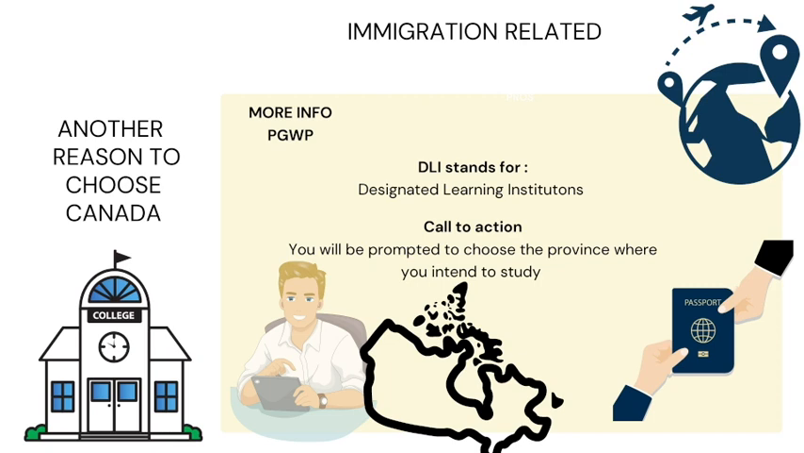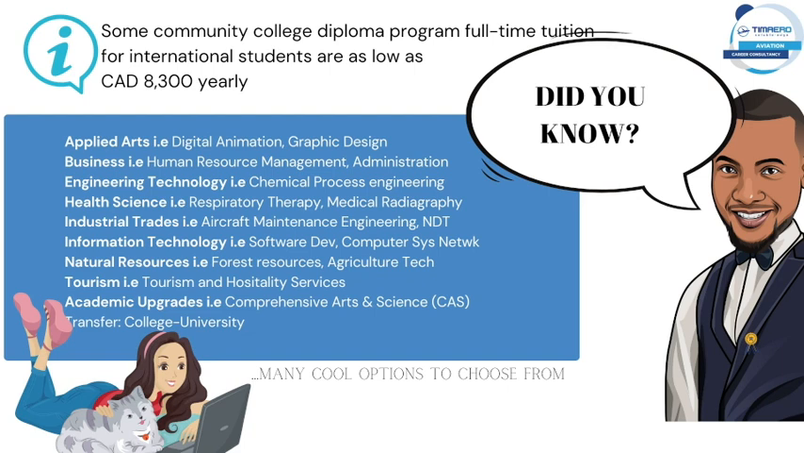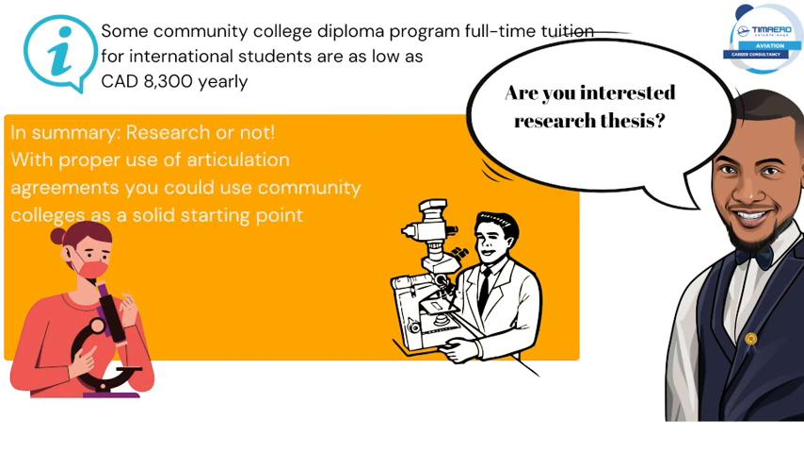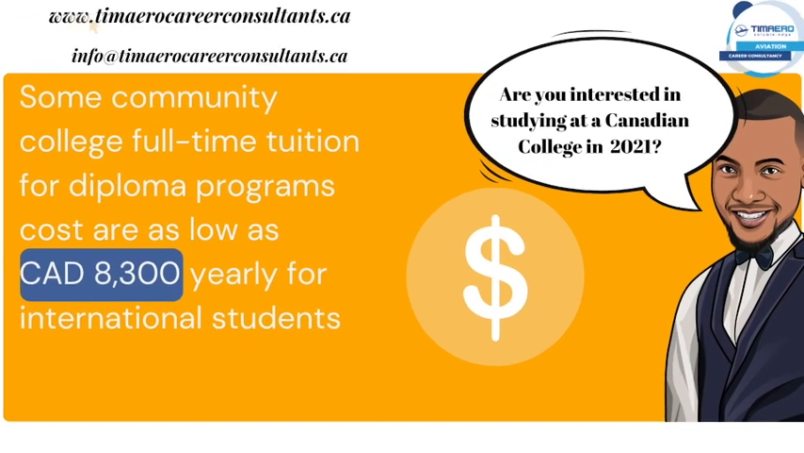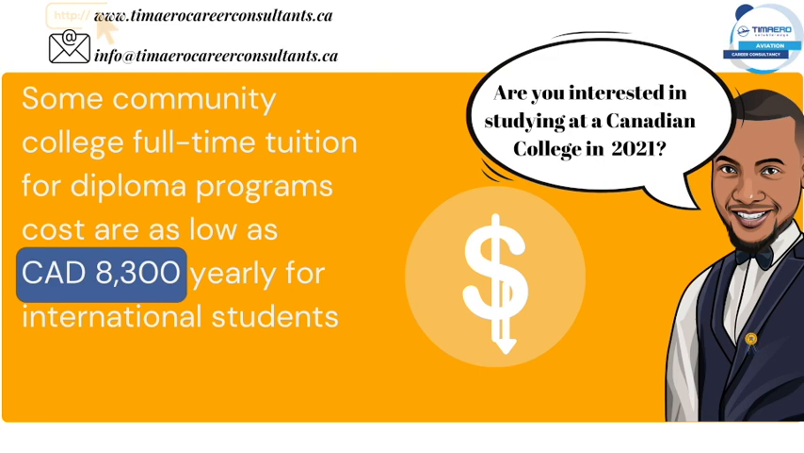Remember though, that the bigger the community college, the better the chances of funding and in turn, facilities. This especially applies to aspiring pro athletes that require well-equipped gymnasiums, coaching, exposure, and more. Some community college full-time tuitions are as low as 1,800 Canadian dollars yearly for Canadian students and 8,300 Canadian yearly for international students.